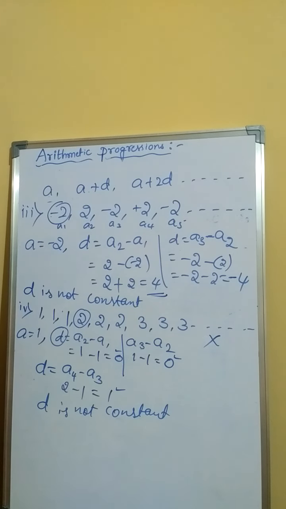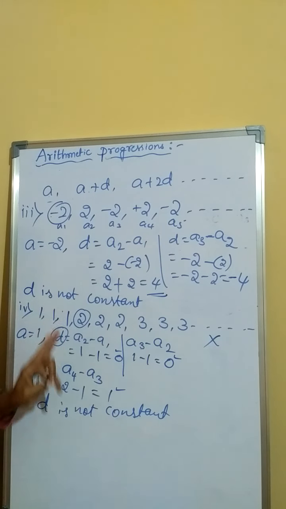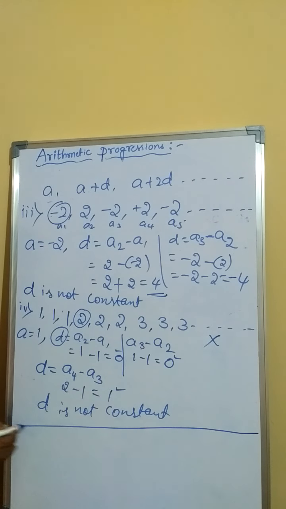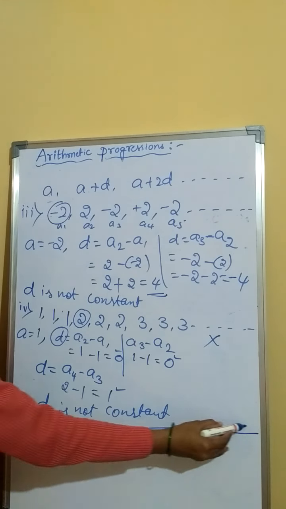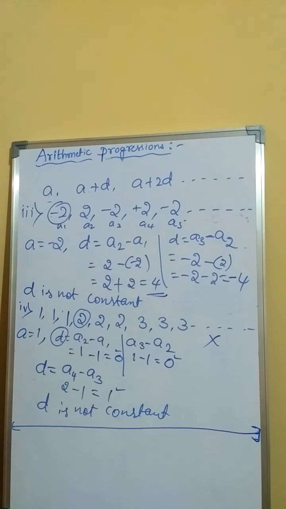You understood, students? So how to find whether the given list of numbers is in AP or not, by taking their common difference or finding their common or fixed term. I hope you understood today's class well. That is, identifying the arithmetic progression, whether the given list of numbers is in arithmetic progression or not.